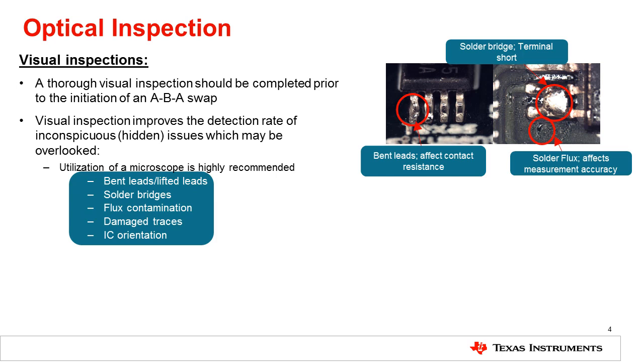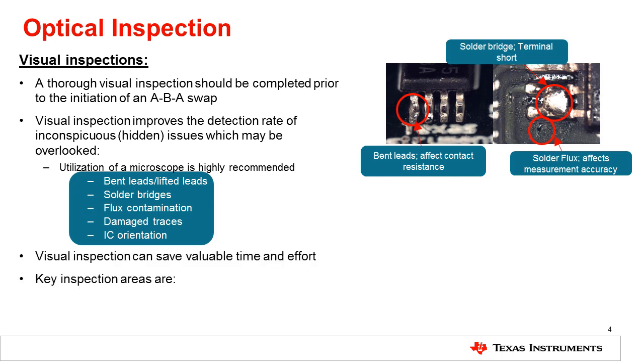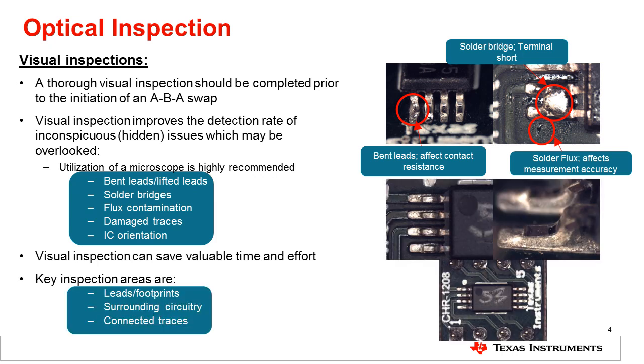A visual inspection is an early detection technique which can save valuable time and engineering resources. Critical inspection areas are leads and footprints, surrounding circuitry, and immediate PCB traces. In addition, it's always beneficial to obtain time-zero reference pictures of the PCB for records.